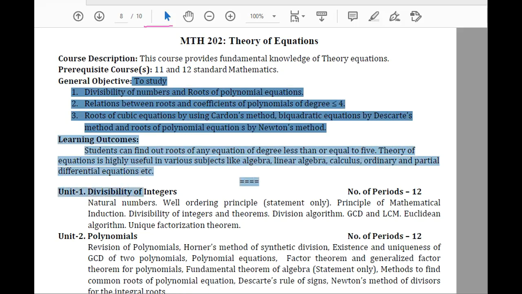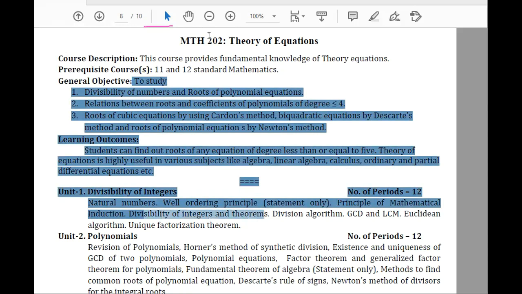Now chapter 1, divisibility of integers, 12 periods. So we will study natural numbers, well ordering principle (statement only), principle of mathematical induction. There are 4 different statements of the principle of mathematical induction. We will study the 4 different formats one by one. Then divisibility of integers and theorems on divisibility. Important theorem: the division algorithm theorem.